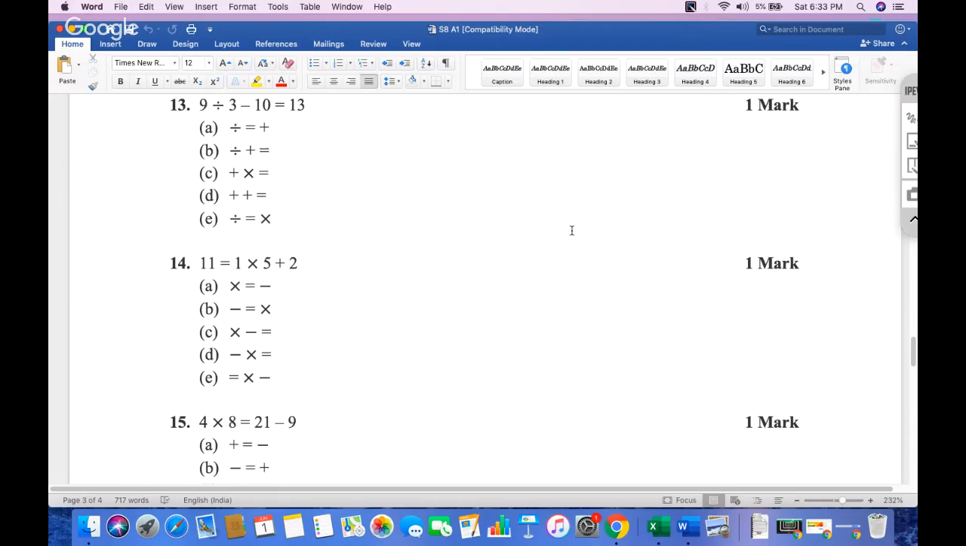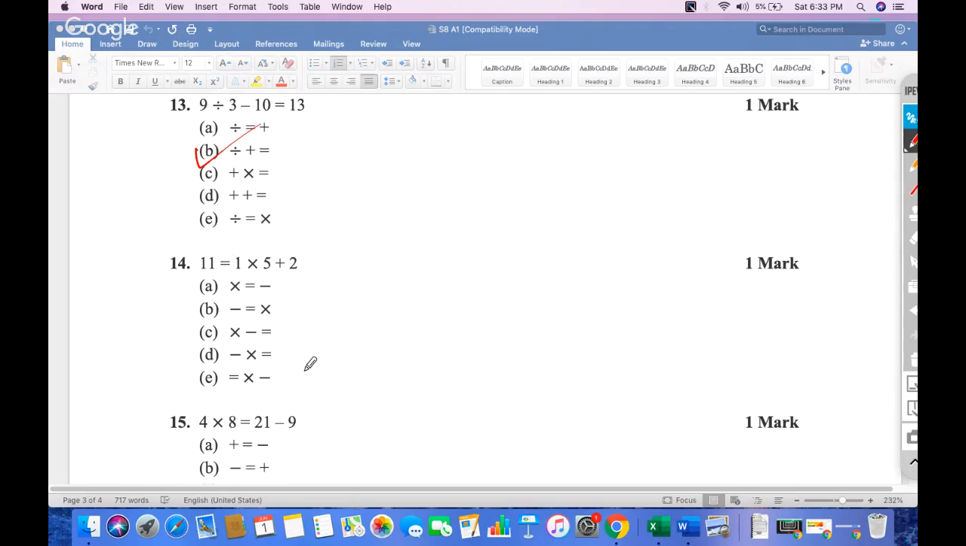Okay, 13, 14, 15. I am getting the answers. So question number 13, I know that this should be divided and this should be plus. So division, plus and equal to, this should be the sign. 9 divided by 3 is 3 and 3 plus 10 is 13. So B is the answer.